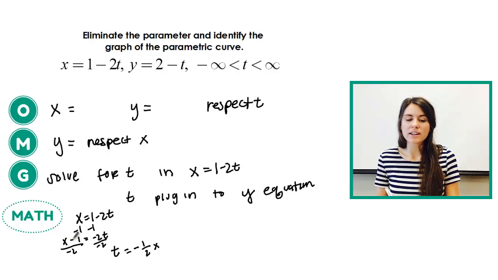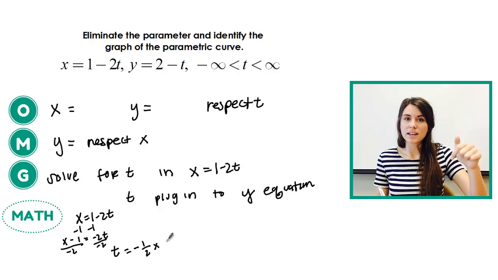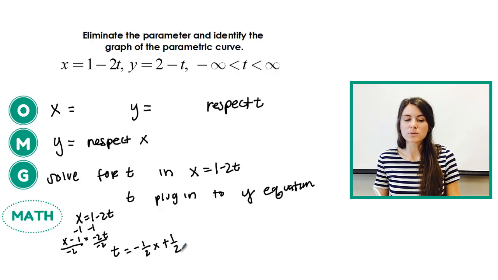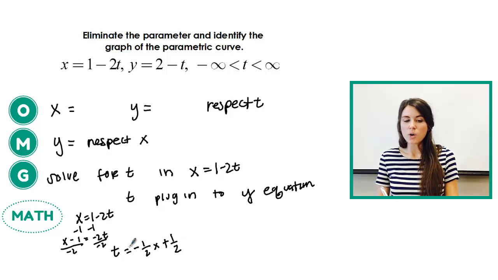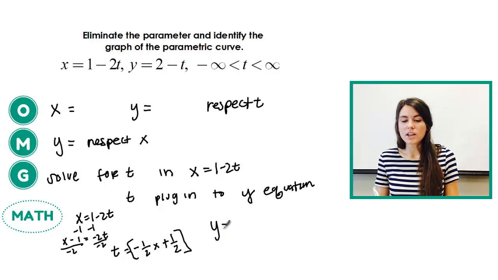And then I'm going to divide this minus 1 by negative 2. So minus and negative is going to cancel out and make plus. And then 1 over 2 is still just 1/2. So now that I know what t is with respect to x, I can take this whole equation that is represented as t and plug it in to my other equation for y. So I'm going to say y equals 2 minus my t, which is negative 1/2 x plus 1/2.